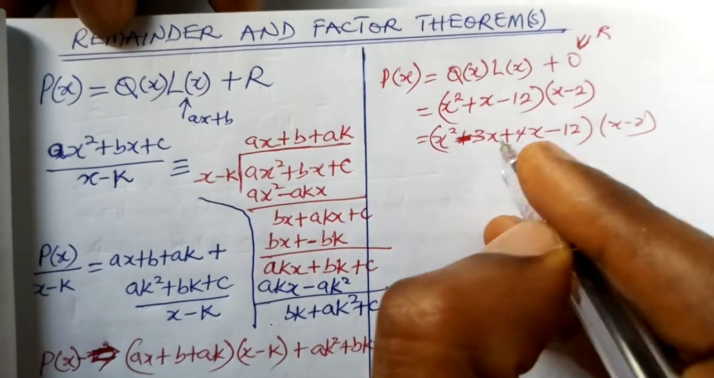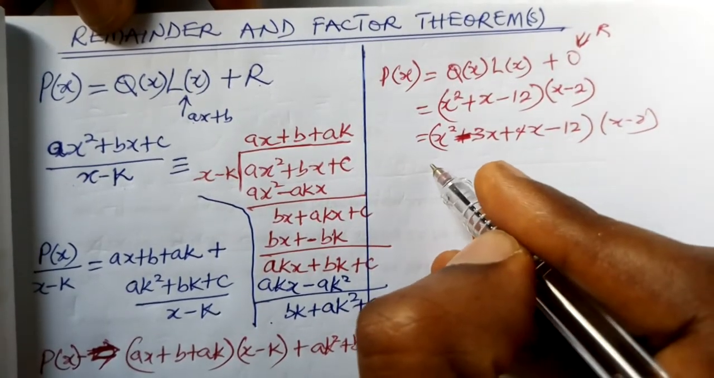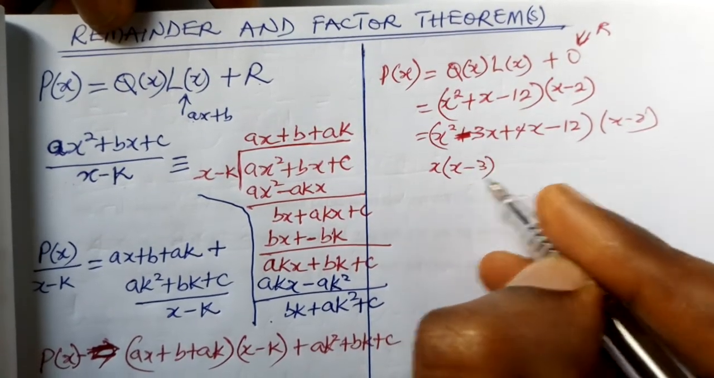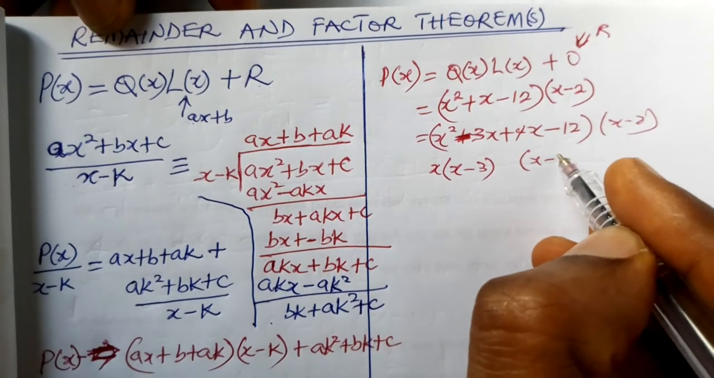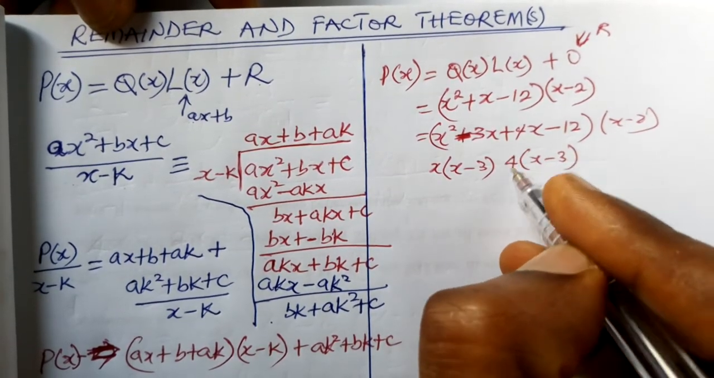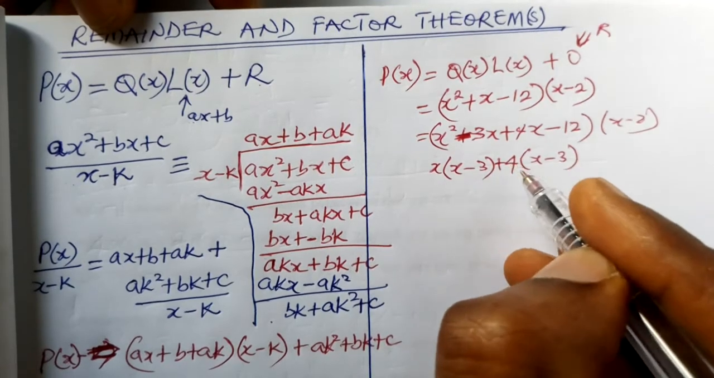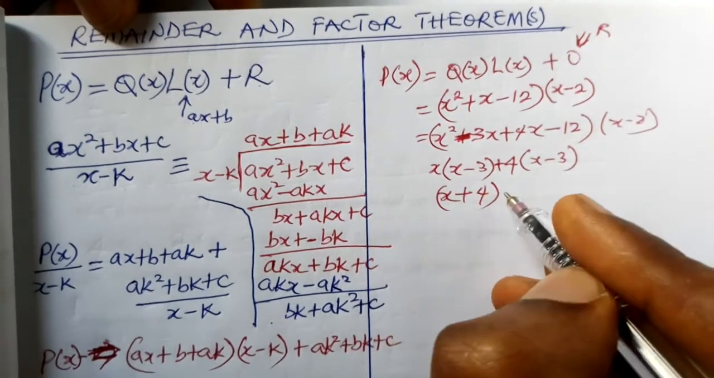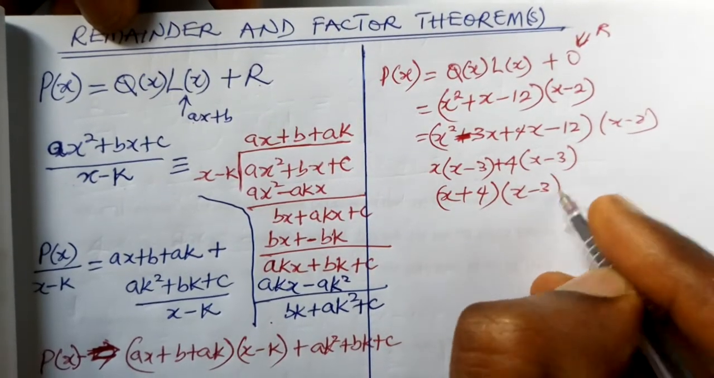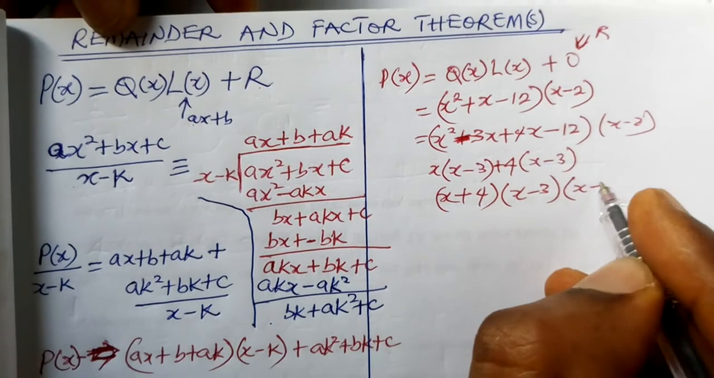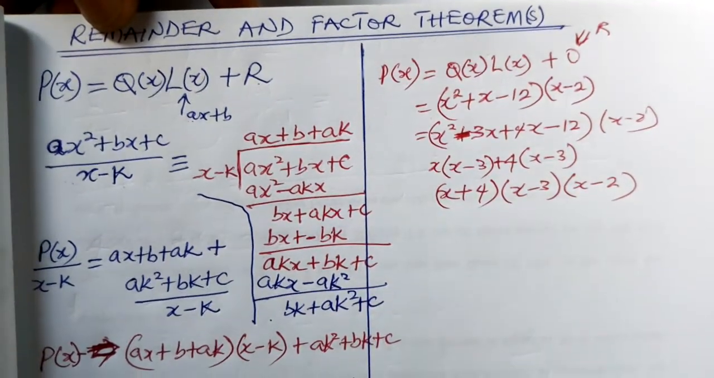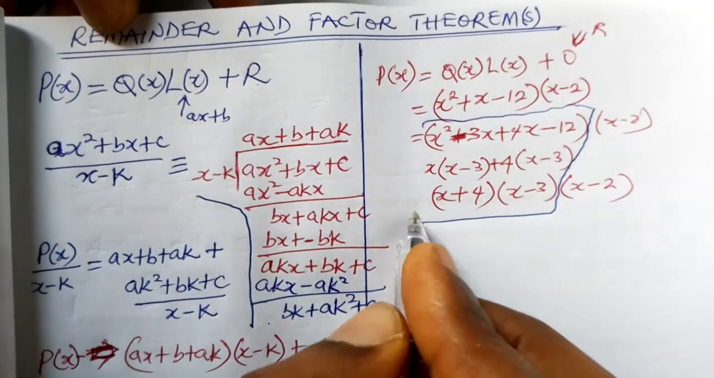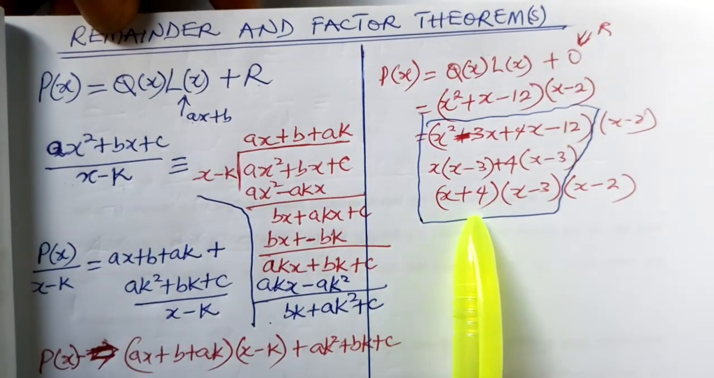x minus 2 is there. So this one will give us x into x minus 3, x into x minus 3. This one is 4 here, plus 4. So that we have x plus 4 and x minus 3 to be the roots. So this one is the same to give us the root. So x plus 4 is 0.